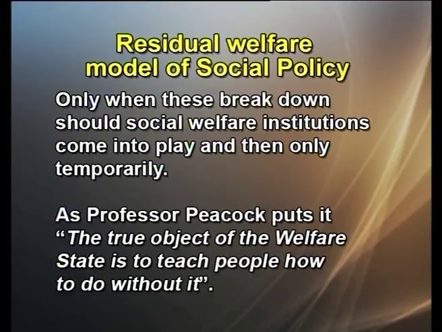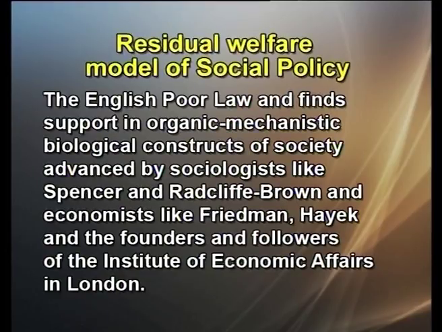As Professor Peacock puts it, the true object of the welfare state is to teach people how to do without it. The theoretical basis of this model can be traced back to the early days of the English Poor Law and finds support in organic, mechanistic, biological constructs of society advanced by sociologists like Spencer and Radcliffe Brown and economists like Friedman, Hayek, and the founders and followers of the Institute of Economic Affairs in London.